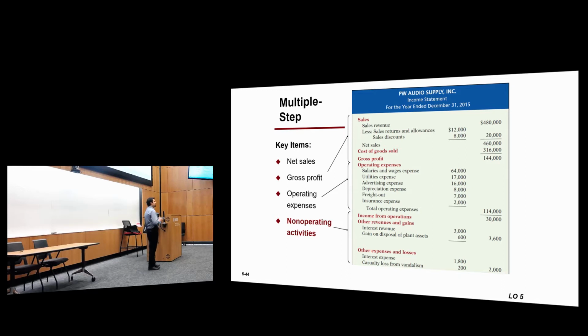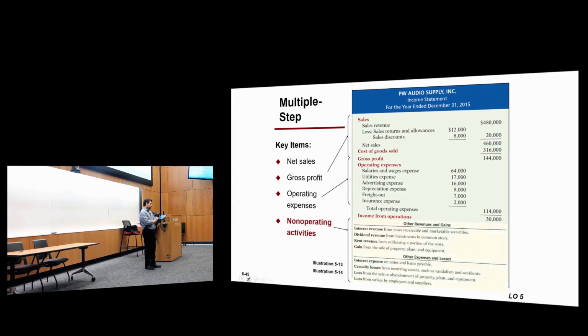So non-operating activities will list other revenues and gains, and also other expenses and losses. For example, you have interest expense. Now it's the other way around. Interest expense is not something directly related to paying salaries or your rent or your utilities. But you still have to pay interest expense. This is included as other expenses and losses. So this shows you the other revenues and gains and other expenses and losses.